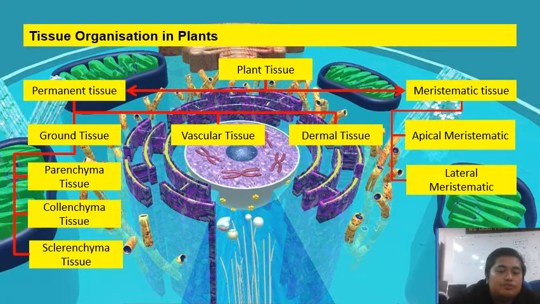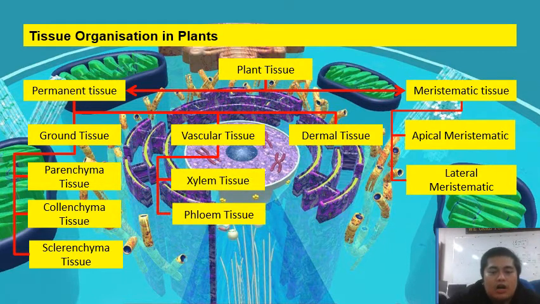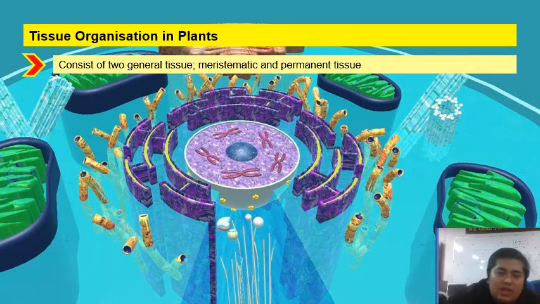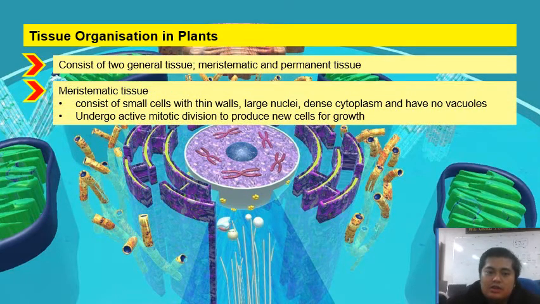So ground tissue pun juga terbahagi pada 3, which is parenchyma, collenchyma and sclerenchyma. Vascular tissue divided into 2, which are xylem and phloem, and dermal tissue adalah kita punya dinding, kita punya kulit pokok tu sendiri. So it consists of 2 general tissue, meristematic and permanent tissue.